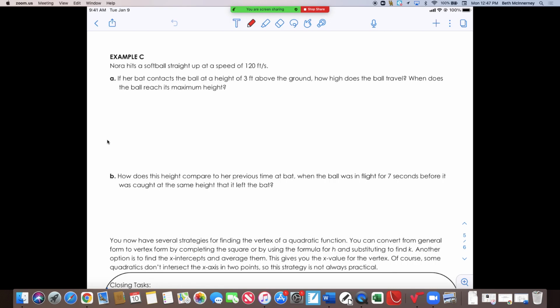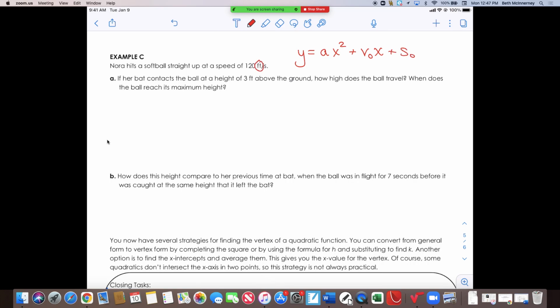20 feet per second. If her bat contacts the ball at a height of 3 feet above the ground, how high does the ball travel, and when does the ball reach its maximum height? Okay, this is called vertical projectile motion. So do you remember we have y equals ax squared plus v sub 0 x plus s sub 0. Now this is in feet.